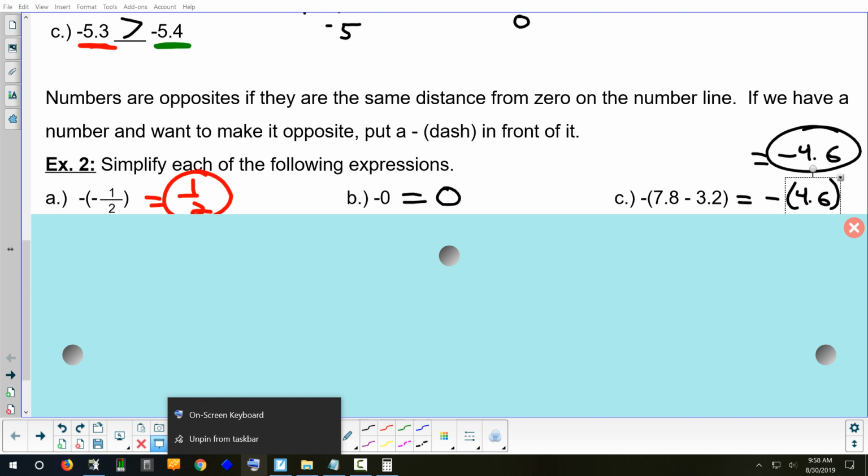Now, would you be wrong if you left the answer with the parentheses on a test? No, I wouldn't mark it wrong. All right, but the simpler way to write it is just what I circled. Just negative 4.6. Questions on that one?